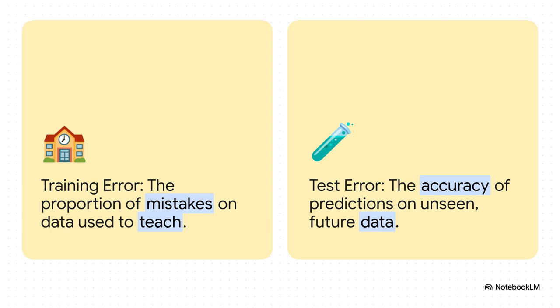The training error is how well your model performs on the data it already saw during training. The test error is how well it performs on brand new, completely unseen data. Think about it. If you're predicting stock prices, you really don't care if your model perfectly predicts last week's prices, right? You only care if it accurately predicts tomorrow's prices.